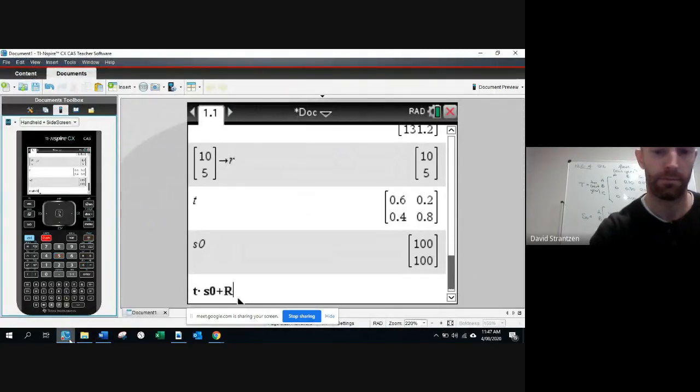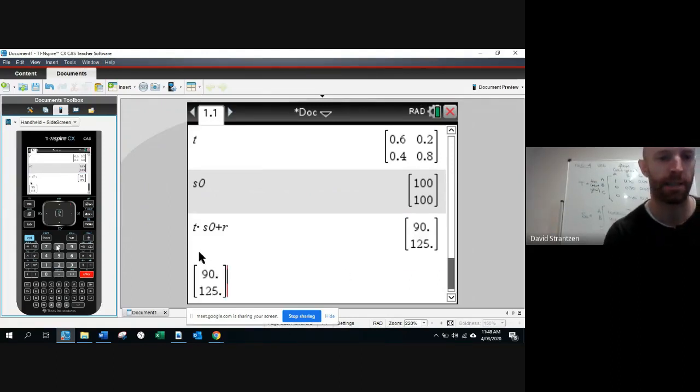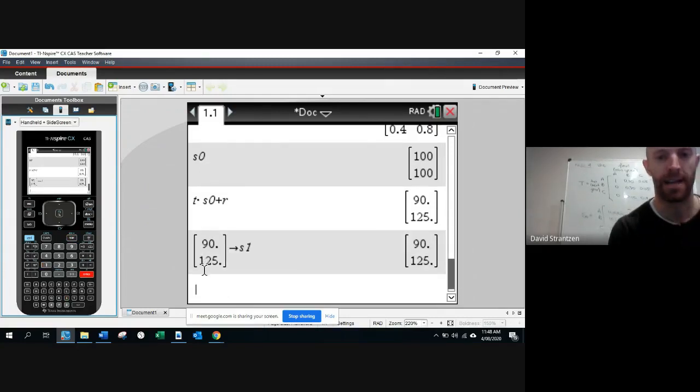Oh, little lowercase r. T times S0 plus r. There it is. So this is matrix S1. Now I'm going to store that as matrix S1 because I'm going to need to use that in my second calculation to find S2.